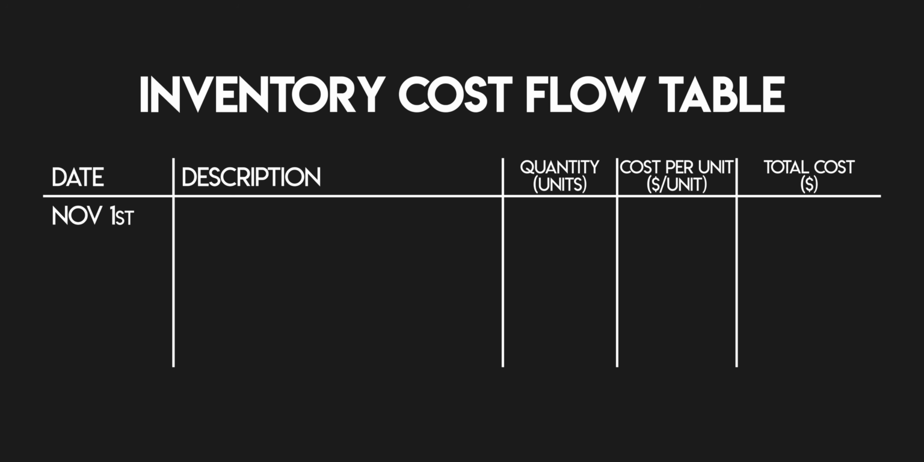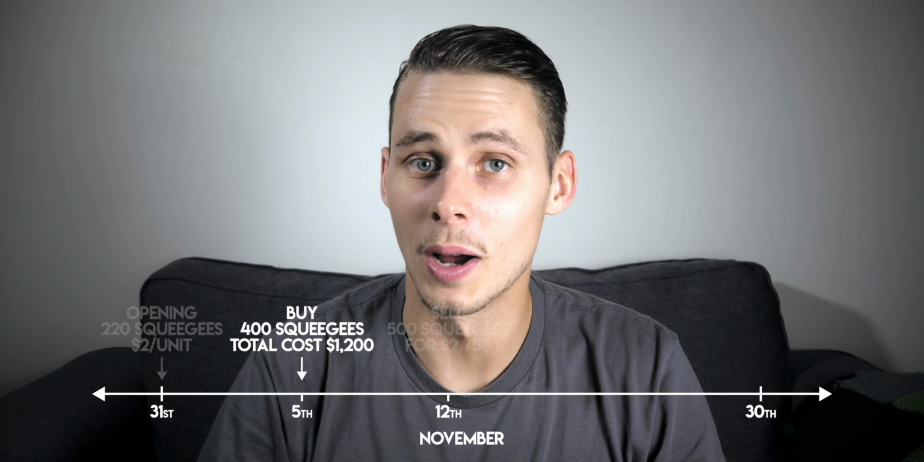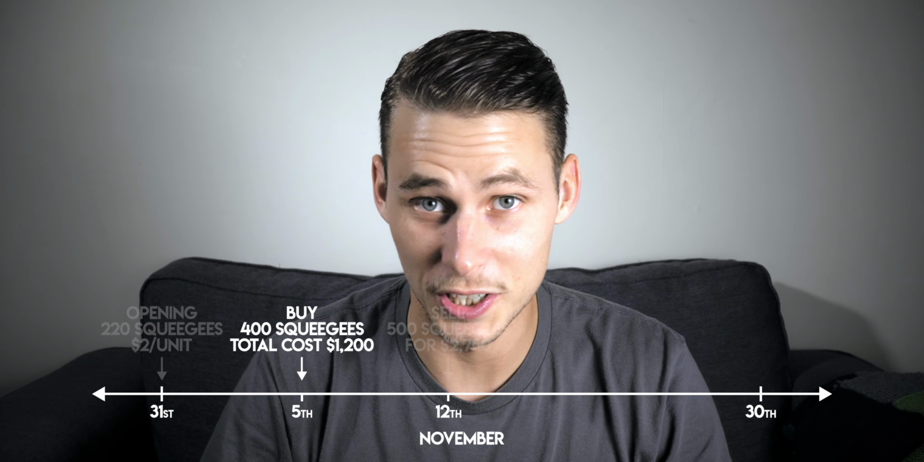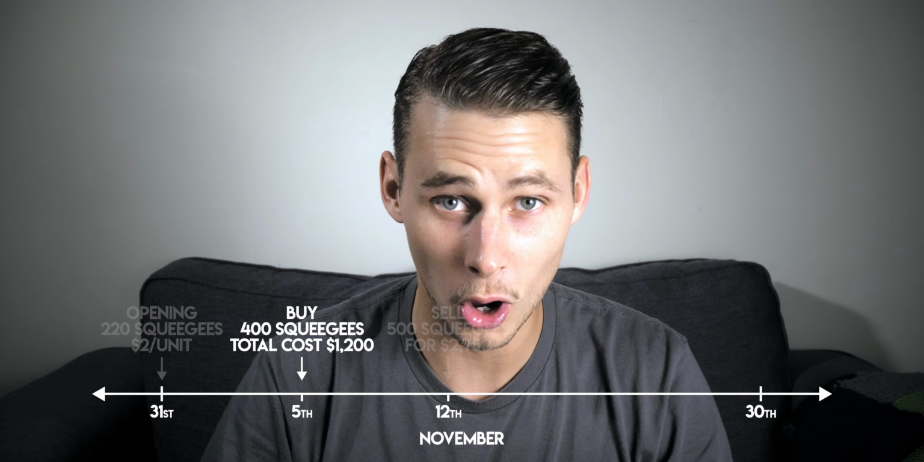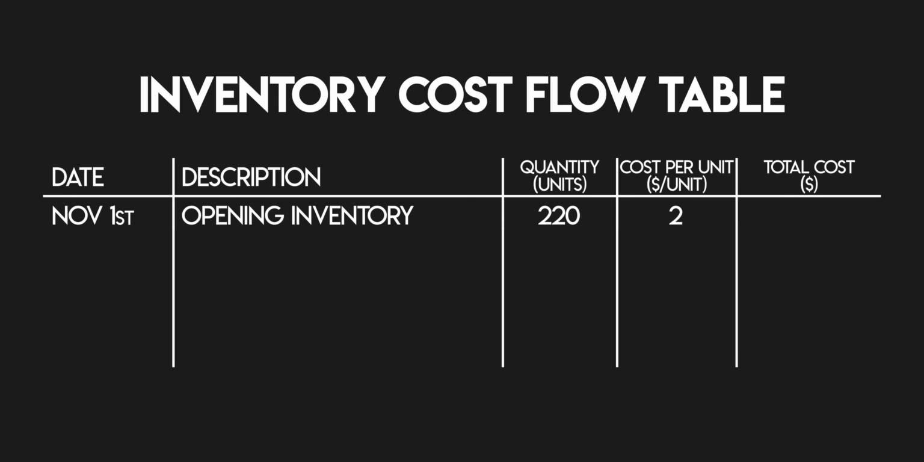What do we know? We know that you began November with 220 squidgies, which cost you $2 per unit. So at the start of November, you had an opening inventory of 220 units, which cost you $2 each. On November 5th, you went and bought another 400 squidgies, costing you $1,200 in total. This belongs in the table as well. On November 5th, you added 400 units to your inventory, which came to $1,200.